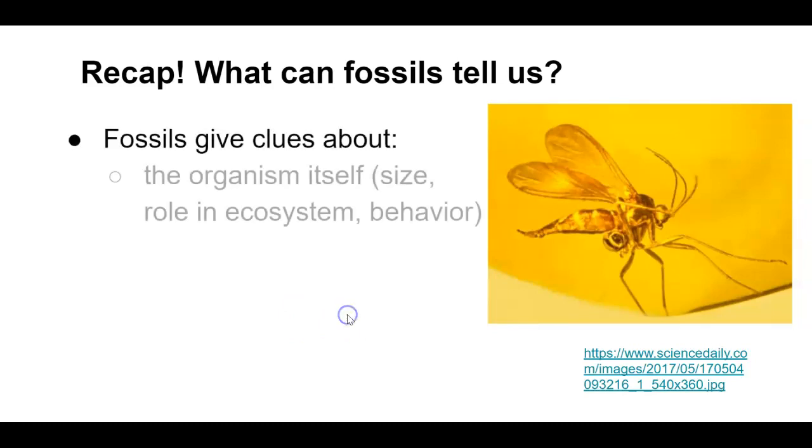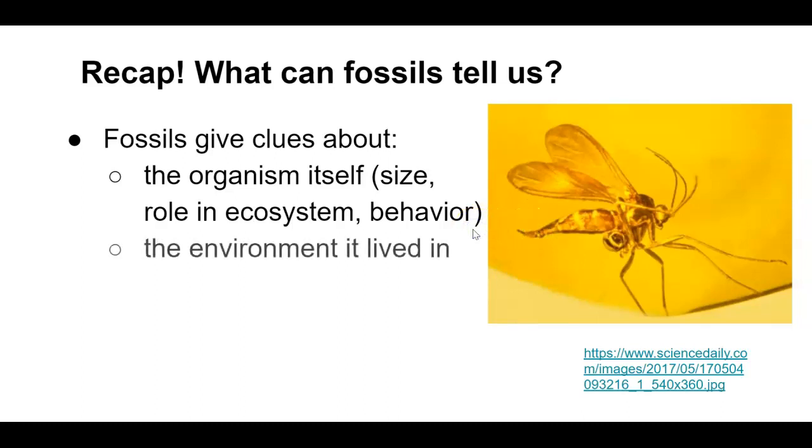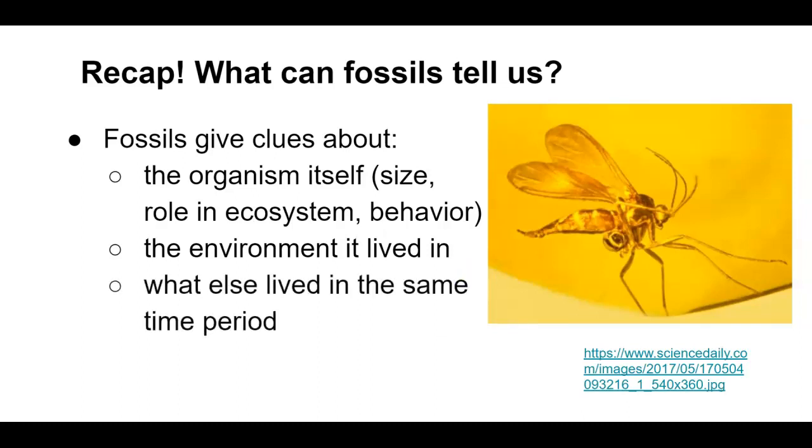Fossils give us clues about the organism itself, so like if we see this mosquito trapped in amber, we can tell things about its size, maybe what its role was in the ecosystem. Was it a predator or an herbivore? What its behavior might have been like. It can tell us about the environment itself. If we find a fish fossil somewhere, we know that there had to have been water in that place at one point in time.